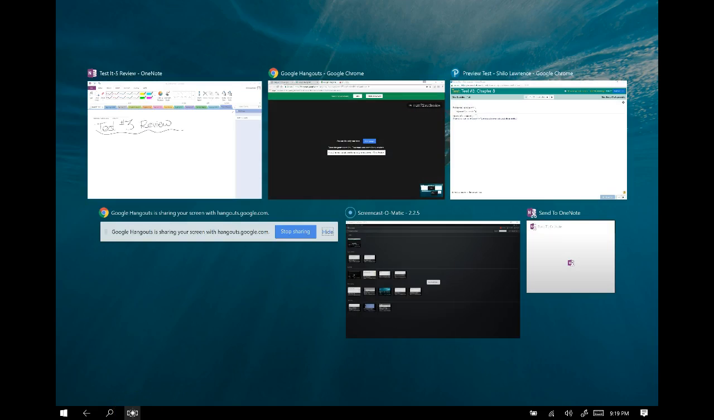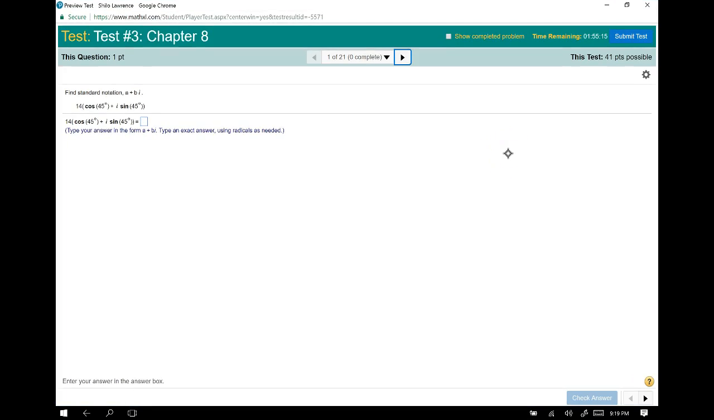So I've got the sample test here. And one of the things here in chapter 8 deals with rewriting complex numbers in trigonometric notation. And this notation is kind of weird, but the numbers used in the notation, there's a reason for them.